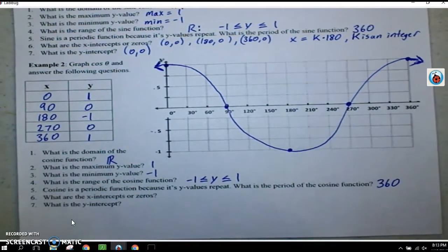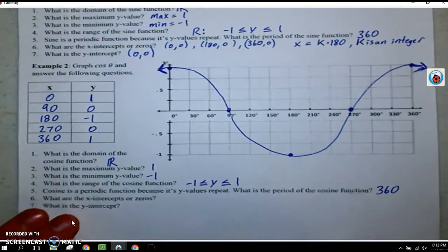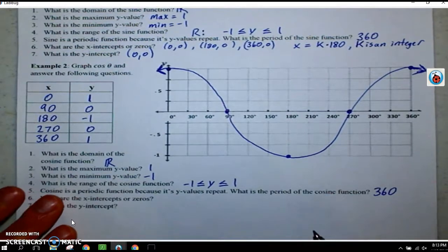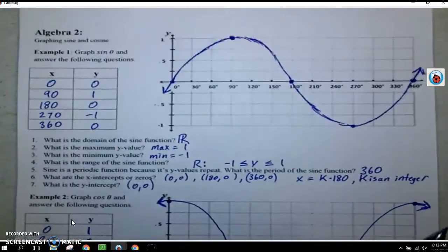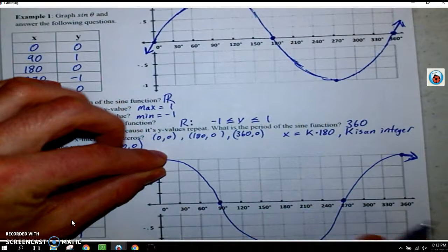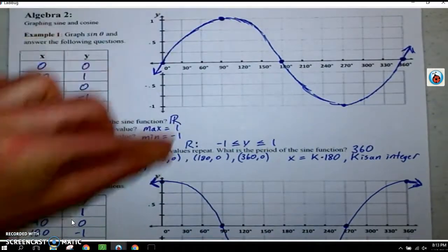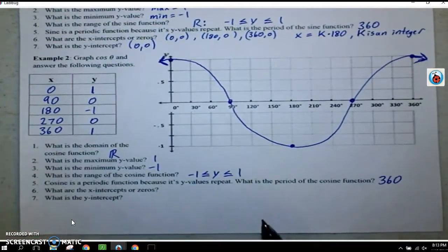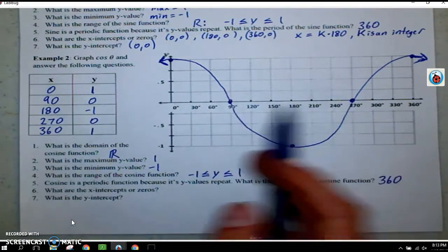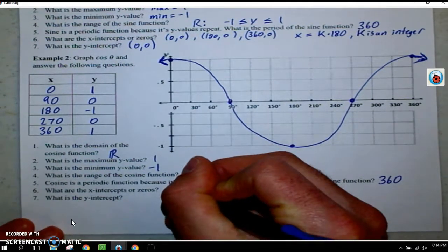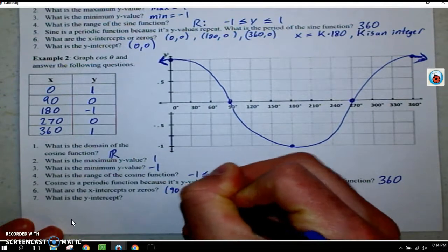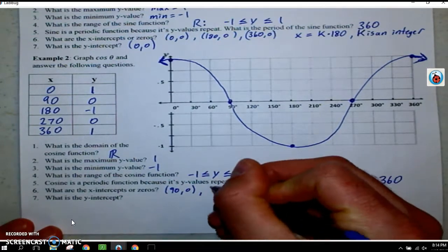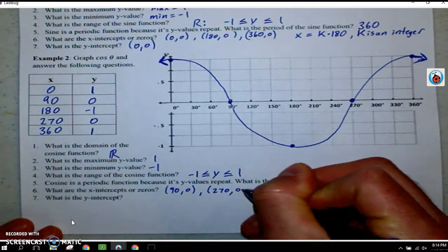360. Really, the only difference between our sine and cosine function is that, if I were to pick this up and drag it over here, it's just shifted slightly to the side, a horizontal shift, if we want to be proper. The x-intercepts, or zeros, listing the two that I have here, I would have 90, 0, and then I would also have 270, 0.